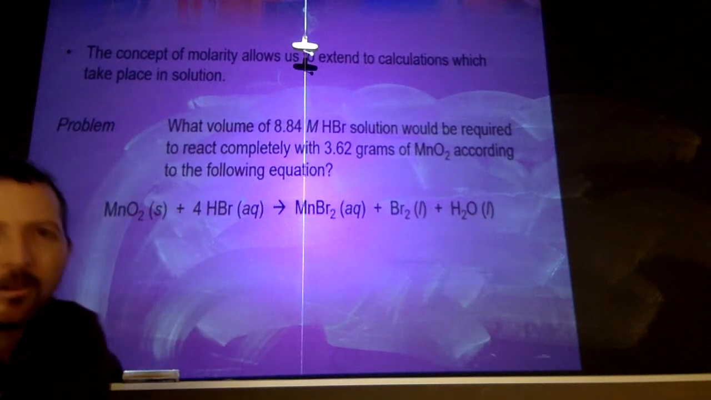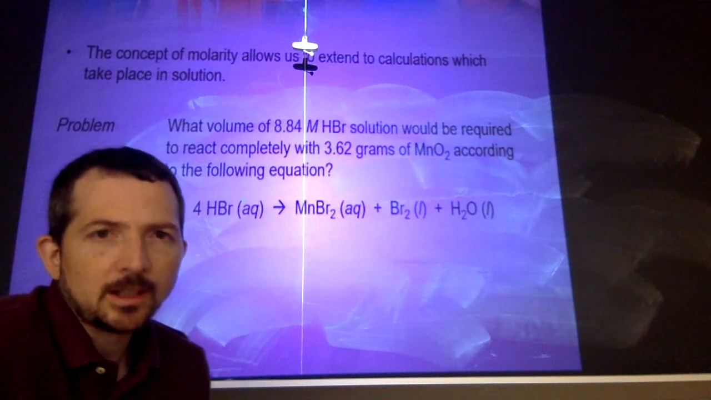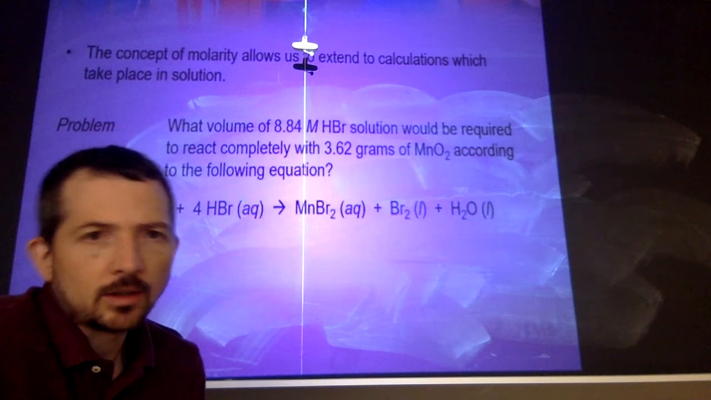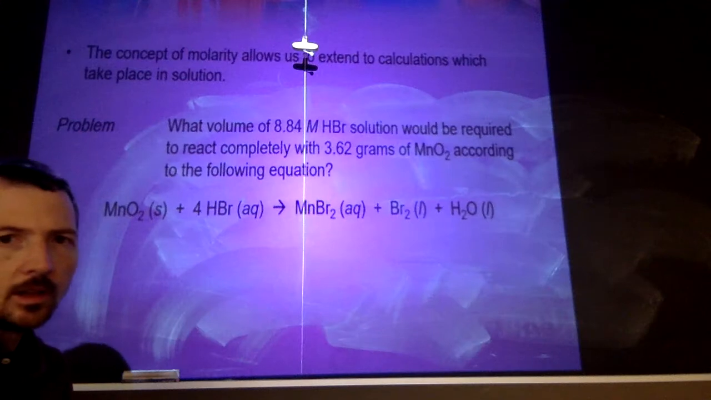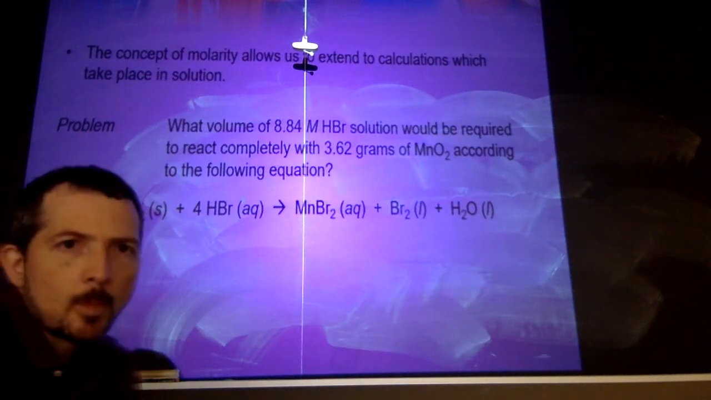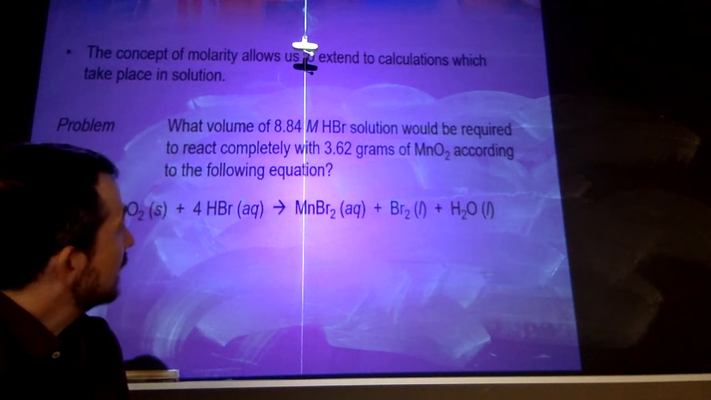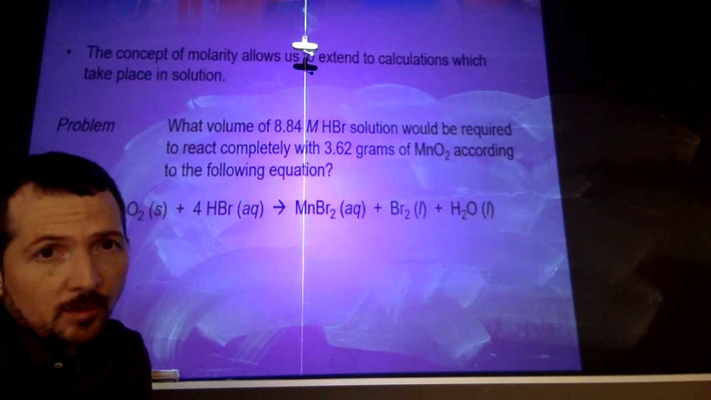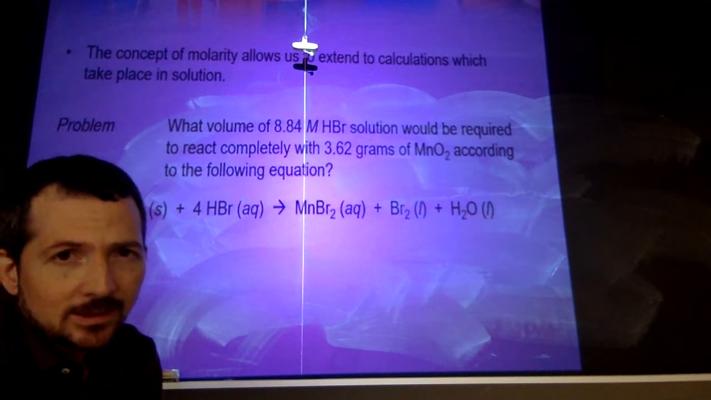So if I look at this, it says what volume of 8.84 molar HBr solution would be required to react completely with 3.62 grams of manganese dioxide according to the following equation. So I'm given my equation, and it looks to be balanced. Yeah, it's balanced. And so where do I start? Where again I'm given a concentration, volume, so it's going to be a conversion factor. So I'm going to start with that measurement. How much is required to react completely with this 3.62 grams?